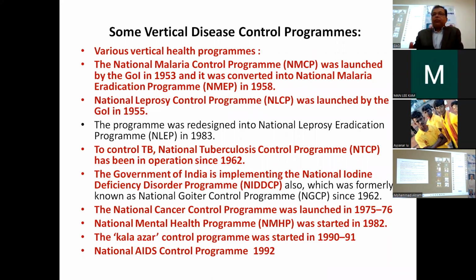Then we talk about another important thing, that is some of the disease control programs. The kind of health system that we have today has developed as a result of several specific disease control programs. These were identified as vertical disease control programs because they were meant for addressing one specific disease, right? For example, the National Malaria Control Program was launched by the government of India in 1953. This program primarily meant to address malaria control, right? You need to understand the word control over here, right? In 1953 we launched the National Malaria Control Program, and then it got converted to the National Malaria Eradication Program in 1958. So in 53 we tried to control, and in 1958 we tried to eradicate.